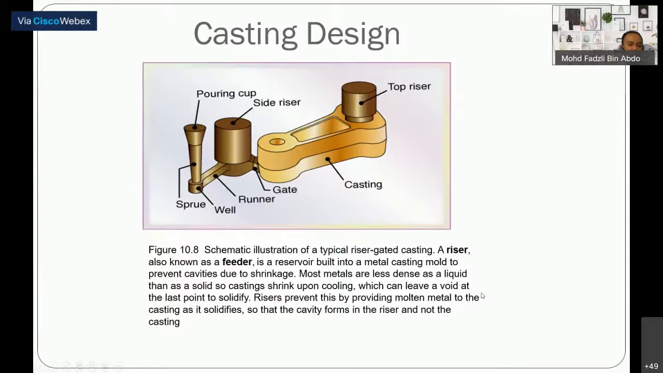Which can leave a void, a void ataupun pore tadi, at the last point to be solidified. Riser prevents this by providing molten metal to the casting as it solidifies, so that the cavity forms in the riser and not the casting. So the riser ni lebih kepada, instead of the cavity forming in the casting product, it will form in the riser. Okay, this is the purpose of the riser.